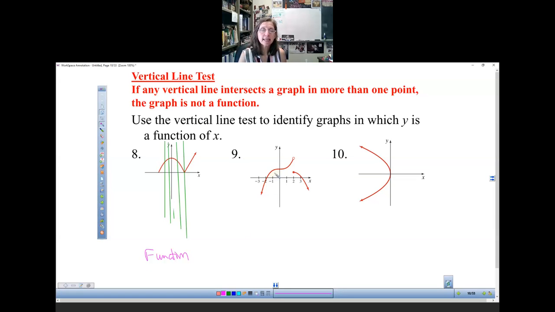So let's look at 9 and look at 10, okay? So you can say 9 N or F, and then 10 N or F.